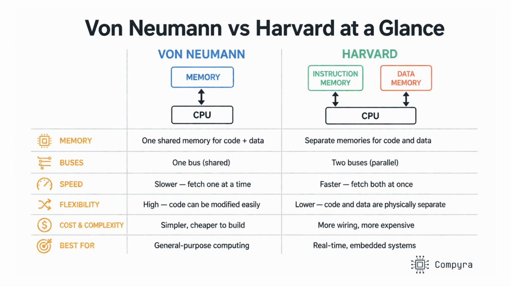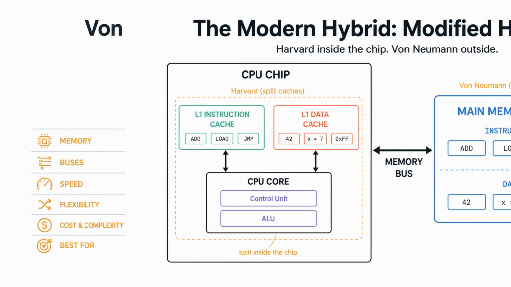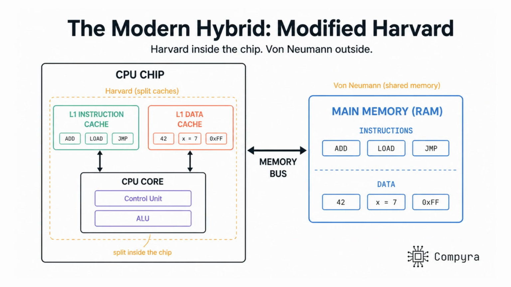Now, here's the twist most people don't expect. Modern processors don't actually pick one. They use a hybrid. Let me show you what that looks like. Here's what's actually happening inside the device you're using right now.